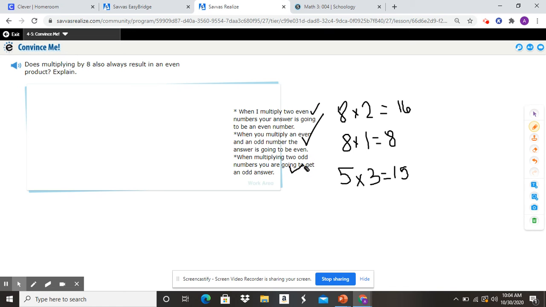So now if you need to, you can always refer back to these rules as you're working through your assignment today. So you'll log into Savvas and you will complete that assignment for Thursday, 11/5.